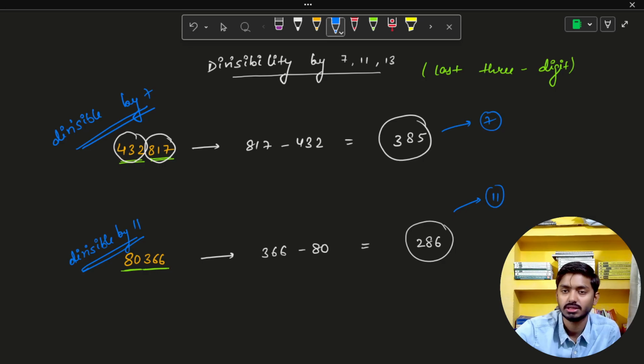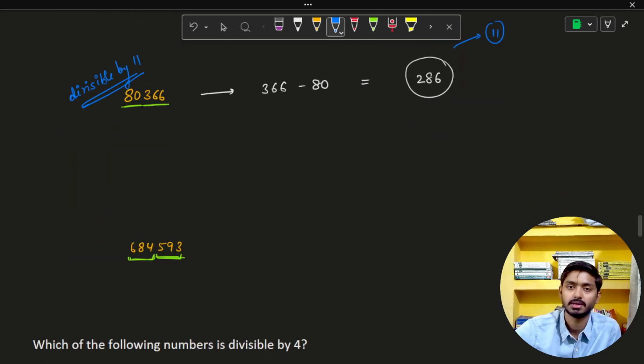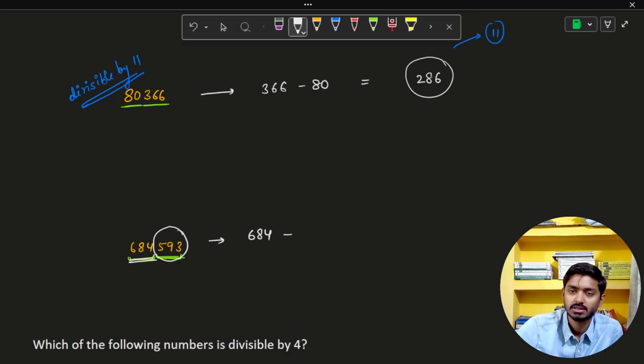Let's check if the next number is divisible by 13 or not. Again, we took the last 3 digits and the remaining portion. We'll subtract the larger number by the smaller one. We get 91, right? 91 is divisible by 13. So we'll say this entire number is divisible by 13.